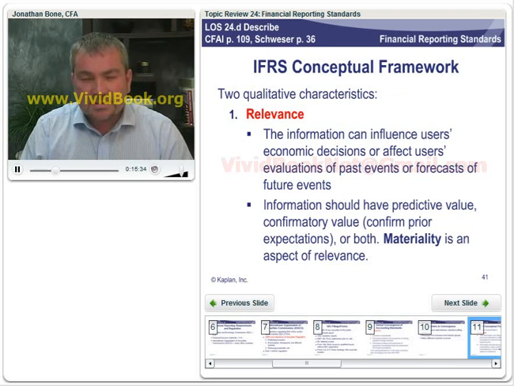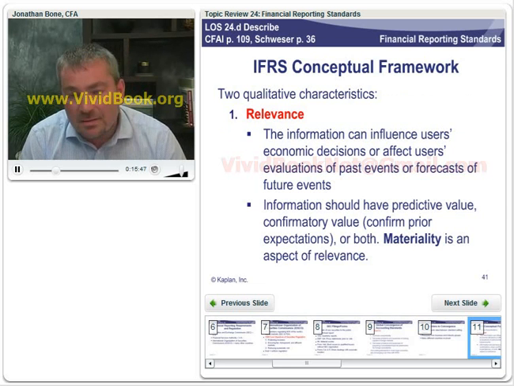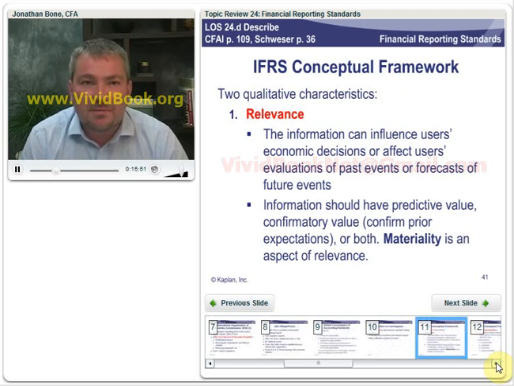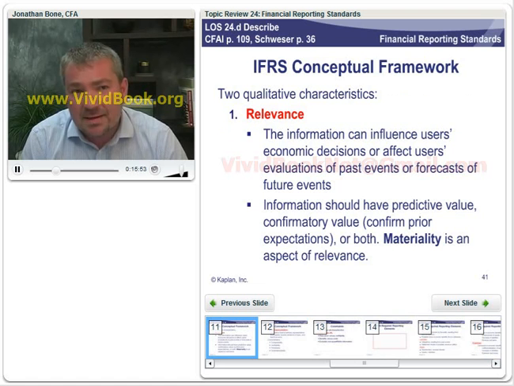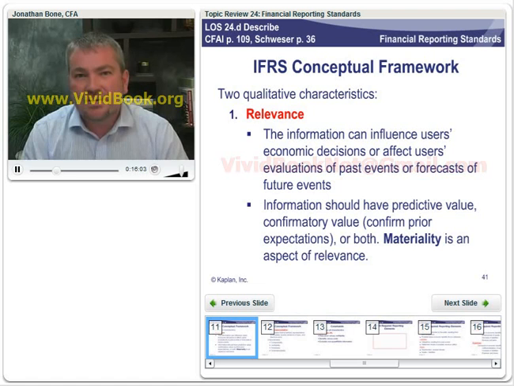Now, our next LOS is quite an important one. We need to describe the objectives and the qualitative characteristics of the IFRS conceptual framework. Now, we talked about the objectives earlier on. Earlier on, we talked about the objectives being providing useful and relevant information for economic decision making. Remember, we said debt, equity holders, and other creditors, and we talked about people that were actually buying, selling, or holding both debt and equity securities.